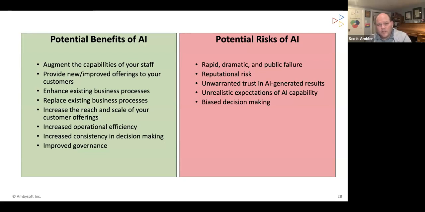There's the opportunity for rapid, dramatic, and public failure, like Microsoft's Tay. Microsoft did an incredible job at recovering from that, but that could have gone very poorly very quickly. It'll be interesting to see what Elon Musk's new AI does. Keep an eye on that. I think it'll be entertaining, but who knows? So, great opportunity for reputational risk.